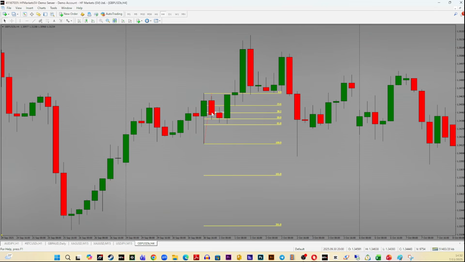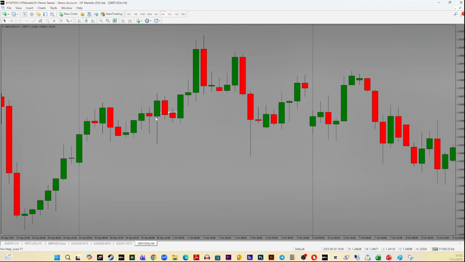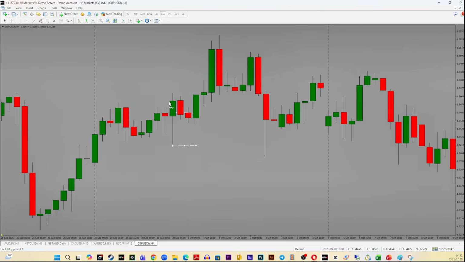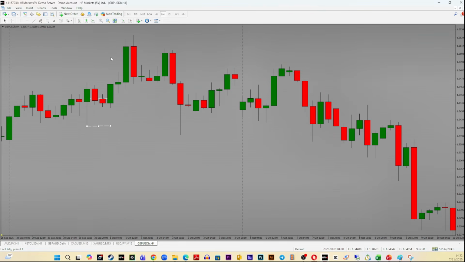This was our 38.2. That is where we were going to make our entry, and after that our stop loss would be right below the structure. So our stop loss was going to be right below this candle, and our take profit at twice what we have risked, which was somewhere around this particular price point. So in this particular case, this was a winning trade.